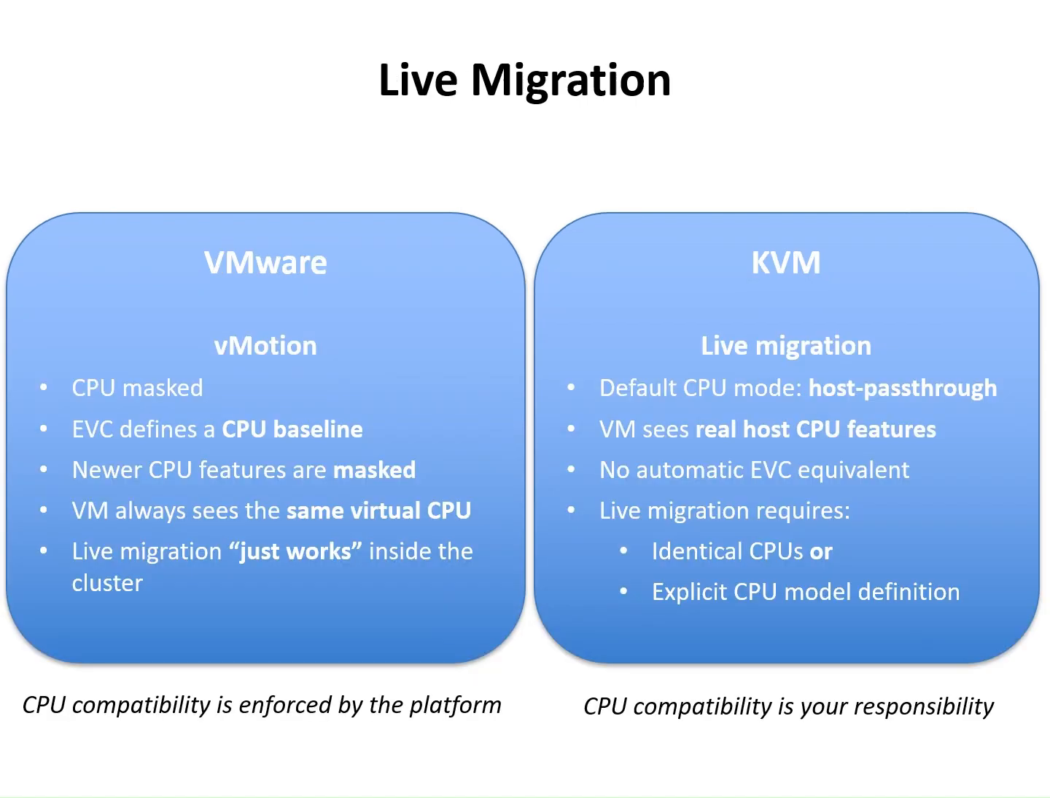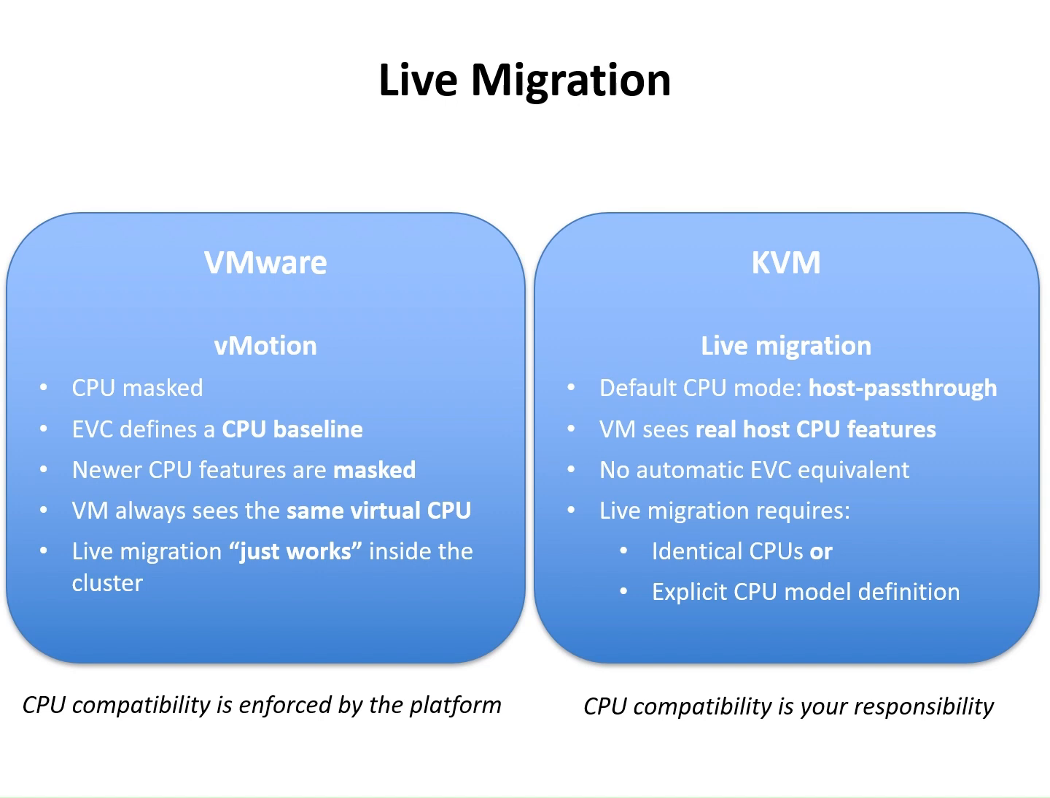vMotion is one of VMware's crown jewels. It integrates CPU compatibility, storage, and memory migration into a single, guarded workflow. Features like EVC allow vSphere to automatically mask CPU differences, so migrations just work across a cluster. KVM also supports live migration, and at a technical level, the mechanism is very similar. The key difference is this: KVM does not provide a built-in equivalent of vSphere EVC. CPU compatibility is not automatically enforced. You must explicitly define which CPU features a VM is allowed to see. This gives you more control, but removes the guardrails.